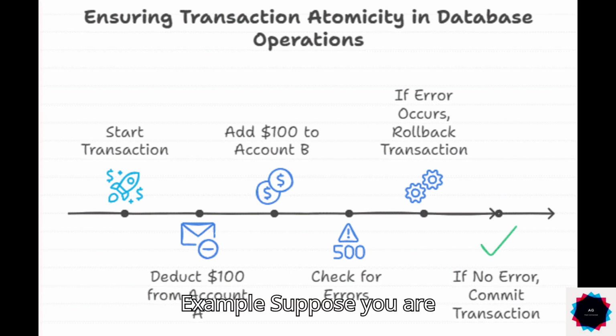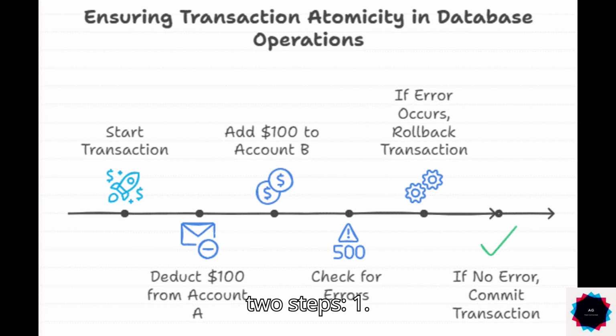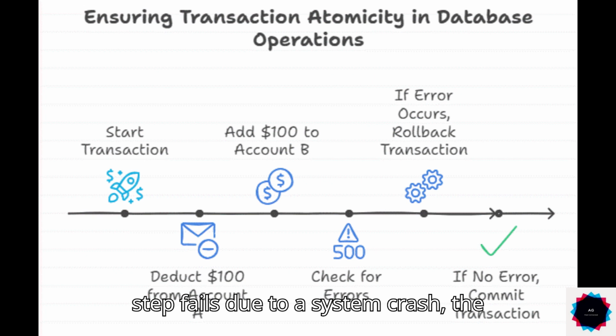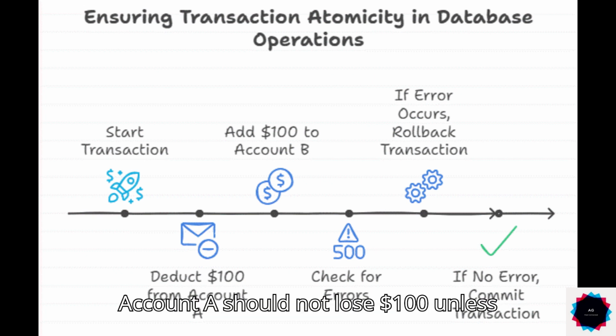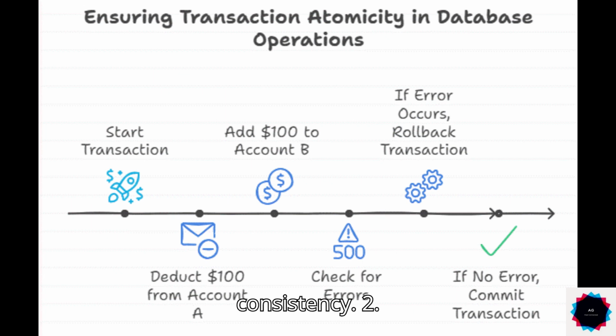Example: suppose you are transferring $100 from account A to account B. The transaction involves 2 steps. 1. Deduct $100 from account A. 2. Add $100 to account B. If the first step succeeds but the second step fails due to a system crash, the entire transaction should be rolled back. Account A should not lose $100 unless account B gains $100, maintaining consistency.